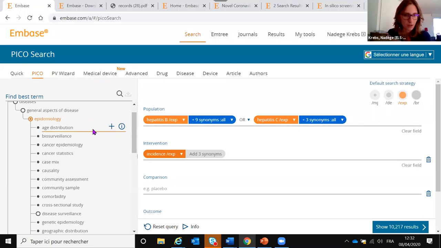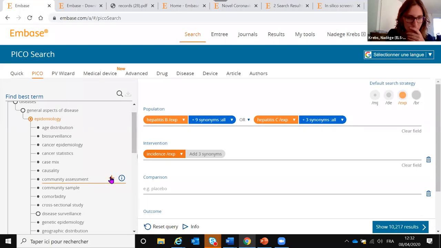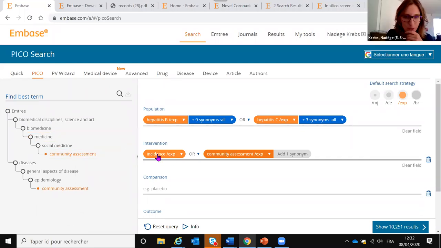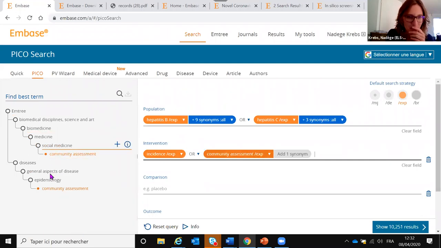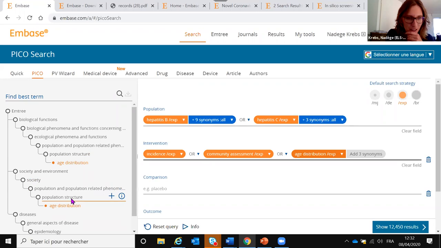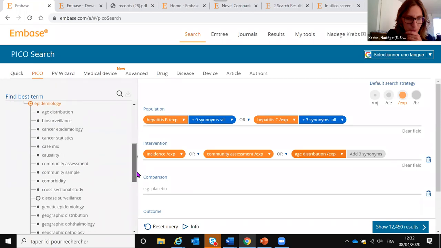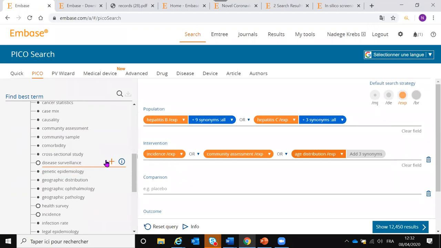Yes. So let's take epidemiology, and then it will pick out, maybe that's what he wants, age distribution. Within a population, biosurveillance, well, cancer, maybe not. Community assessment? Which one? Community assessment. And age distribution, we can take it or no? Yeah, we can. So I go back to community assessment, and I was under epidemiology. Age distribution, so we add it. Then is there something else that we want?